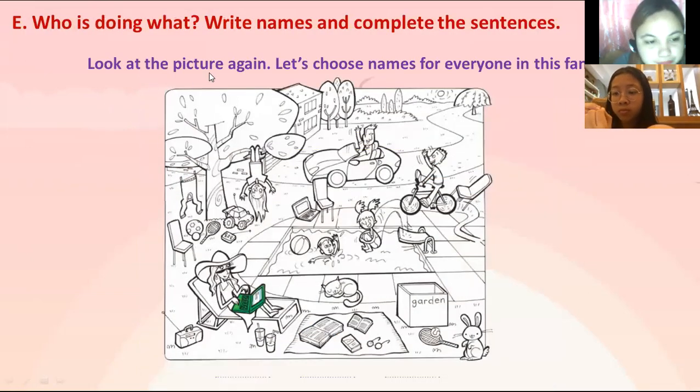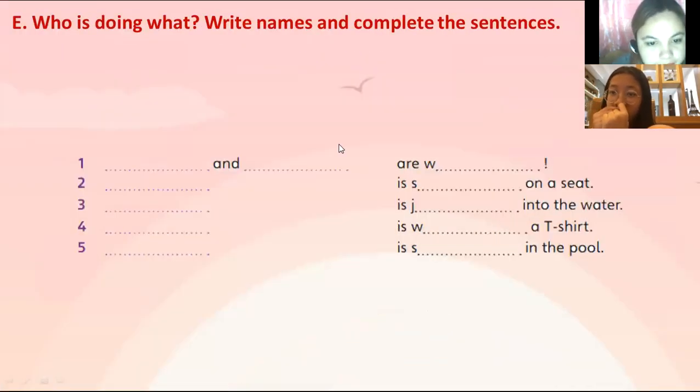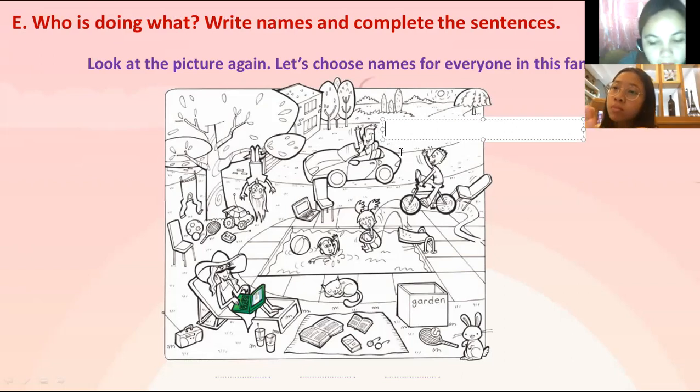Okay, so now look at the picture again. Let's choose names for everyone in this family. Okay, wait a minute. Now we are going to name the characters here in the picture. Okay, let's give them names. What name do you like to put here, Laura? Here in the father, what do you think is the name of the father? Can you give me a name? A name of a father.